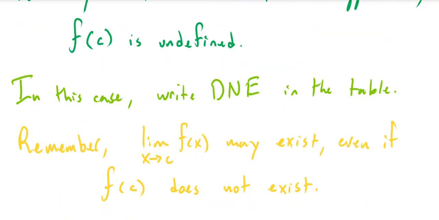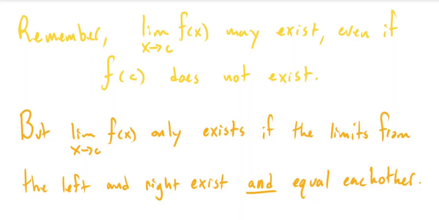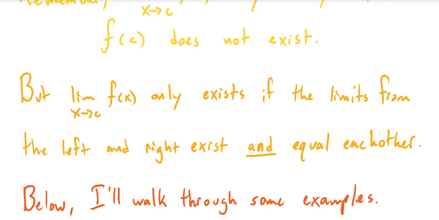But keep in mind that we might still have a limit which exists, even if the value f of c does not exist. Likewise, you should also keep in mind that we will only get an answer for our limit if we have both a left and right limit, and these are equal to each other, in which case they're equal to the overall or two-sided limit as well. Below, I'll walk through some examples.